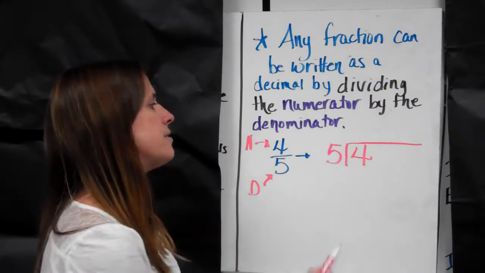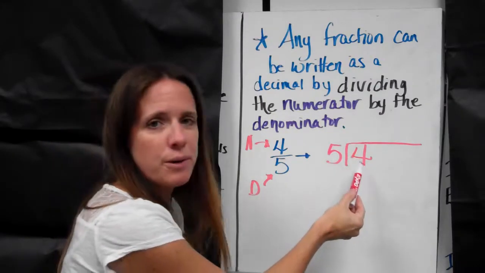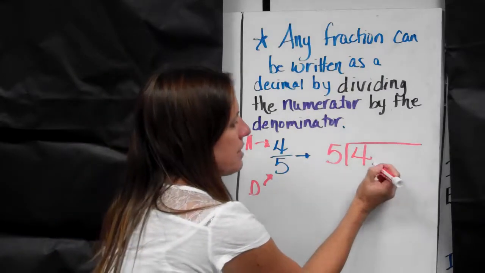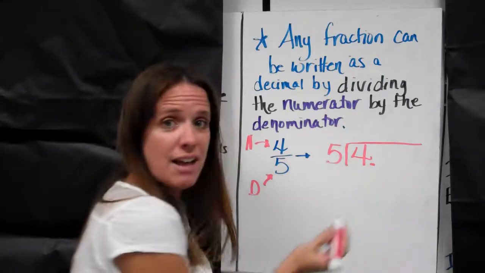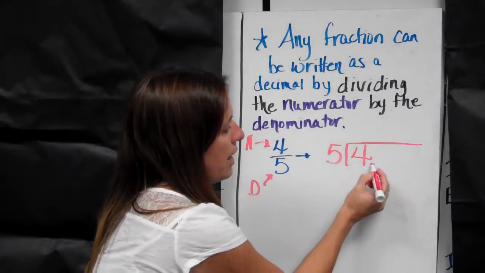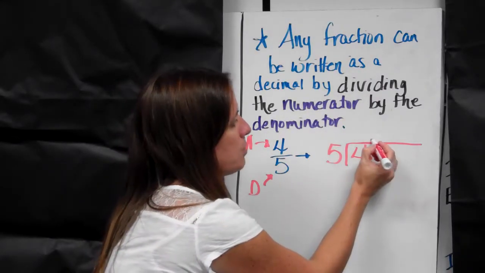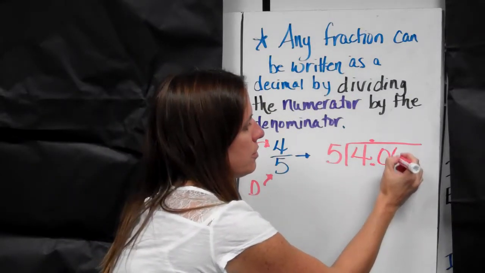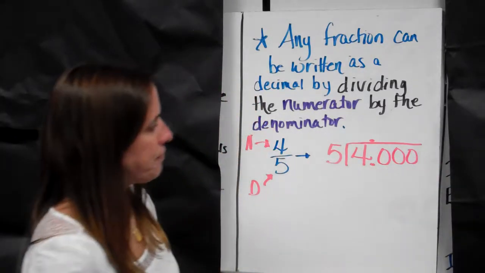Now when you look at this, you say, how many 5s can go into 4? They can't. There's not enough there. So that's where the decimal comes into place. And you were doing this last year, I believe. So you add the decimal point after the 4, and you put a decimal point on top of your division bar. And then add a couple zeros. 2 or 3 are usually good.